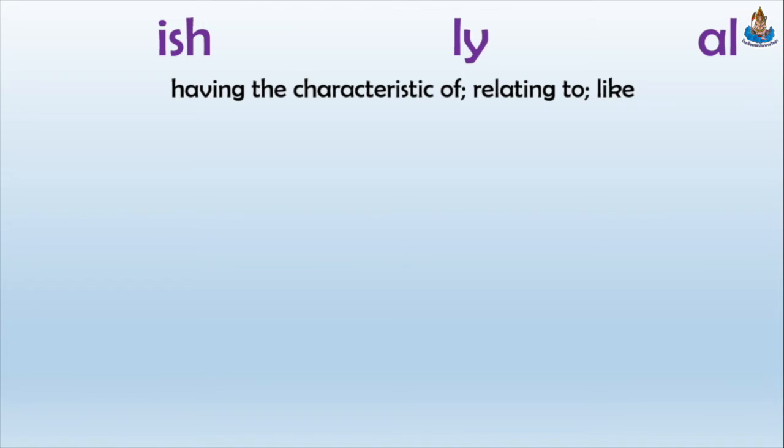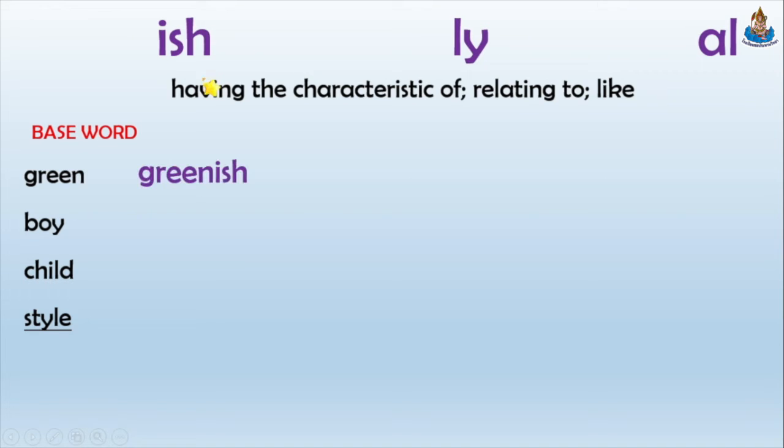Here are 3 additional suffixes that we have to familiarize ourselves with. We have the suffix ish, ly, and al, which mean having the characteristic of or relating to. So there are certain words that go with certain suffixes, and the words green, boy, child, and style, they go with the suffix ish. So the word green plus ish, the word is greenish. Greenish means something that is of the green color.